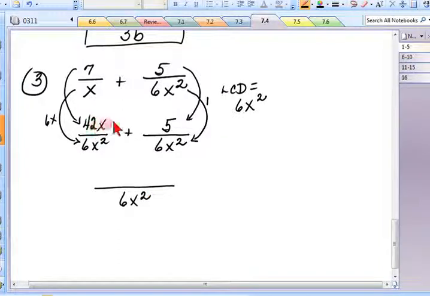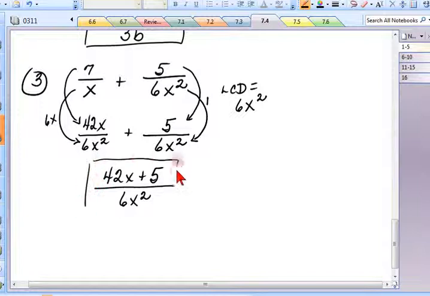And the two numerators, I'll add those. 42x plus 5. Anything happen? No, those are not like terms. Can you factor the binomial 42x plus 5? No. Done. Find the common denominator. Build the new numerators. Do as much addition as you can. Check and see if you can reduce.